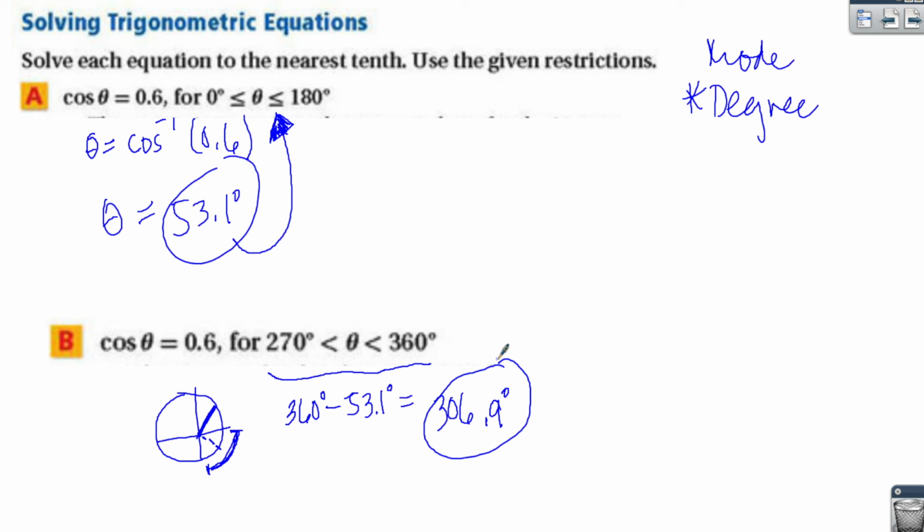And you can confirm that by checking. That's how you can check. Go ahead and try it out. If you tried looking for cosine 306.9 degrees, it should be about 0.6. That's how you can check if your answer is correct.